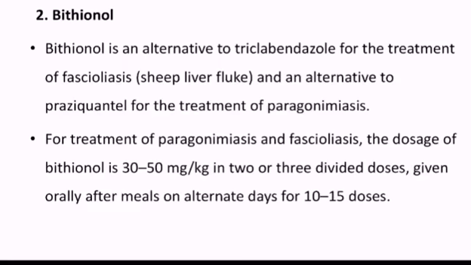The second drug is bithionol, and bithionol is an alternative to triclabendazole for the treatment of fascioliasis, which is called sheep liver fluke, and an alternative to praziquantel for the treatment of paragonimiasis. For the treatment of paragonimiasis and fascioliasis, the dose of bithionol is 30 to 50 mg per kg in 2 or 3 divided doses given orally after meals on alternate days for 10 to 15 doses.